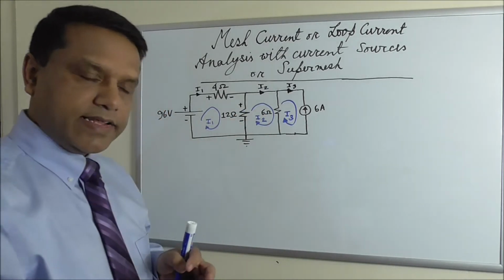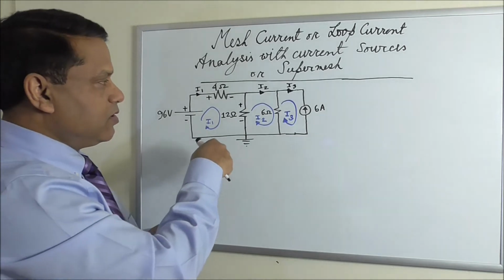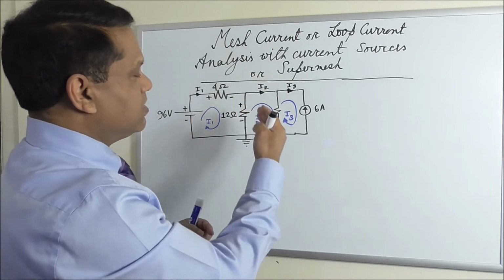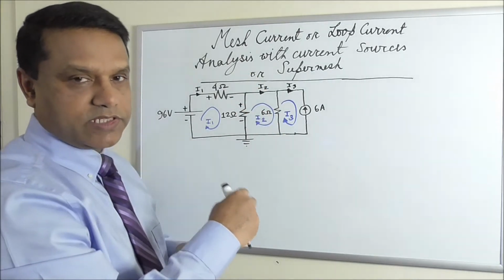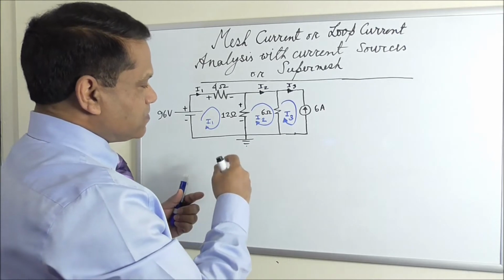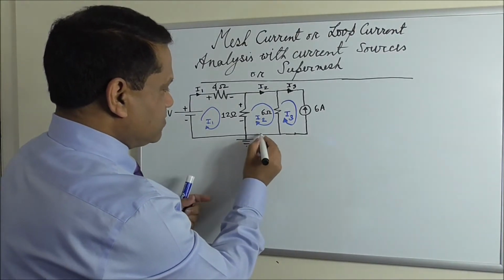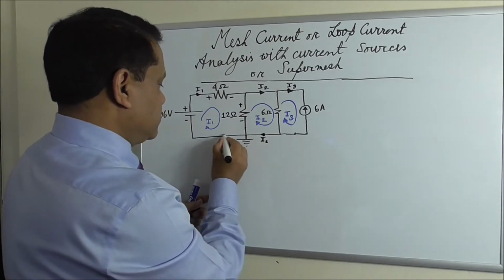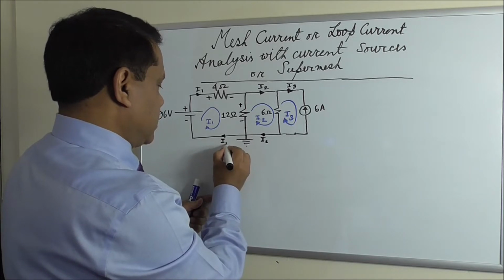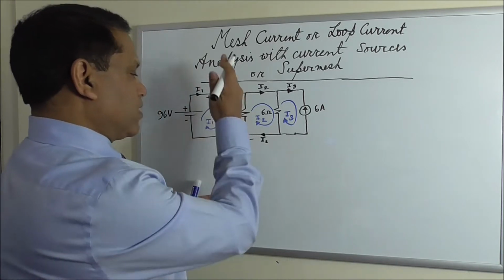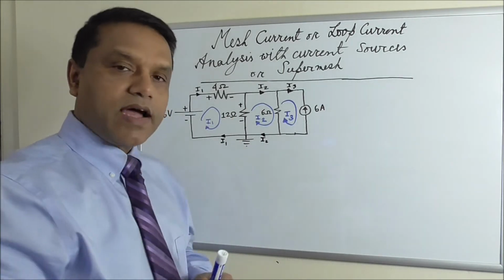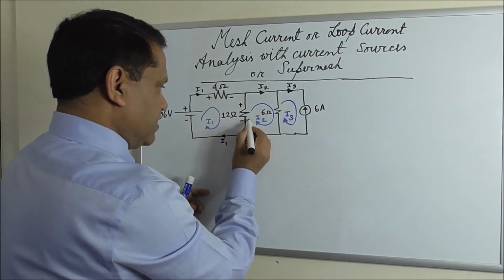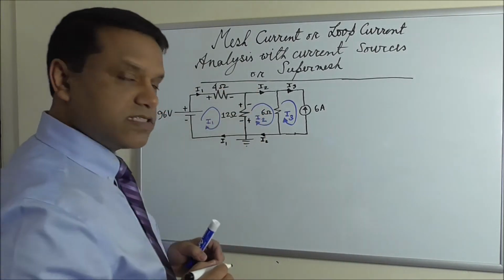We assign polarity like this. The current is I1 minus I2. But when you consider this loop, we'll assume current is upward. So it will be I2 minus I1. We explained this in the other video. Because current here is I2 and current here is I1. So the upward current must be I2 minus I1. So for I2 minus I1 upward current, we're going to write the polarity like this.